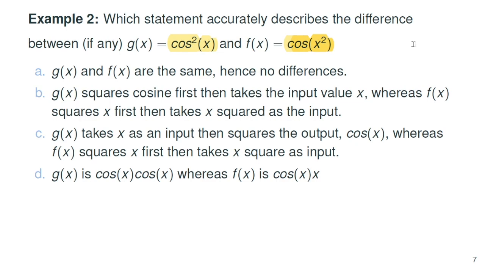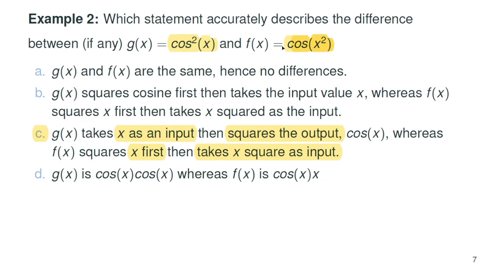Okay, so let's go over the answer to this. The correct answer will be C. The g of x, cosine squared x, takes x as an input first. So it takes x as an input and it squares the entire output of cosine x. So this g of x, or cosine squared x, is the same as cosine x multiplied by cosine x. That's what we have here. Whereas the f of x squares x first, and then inputs it to cosine.